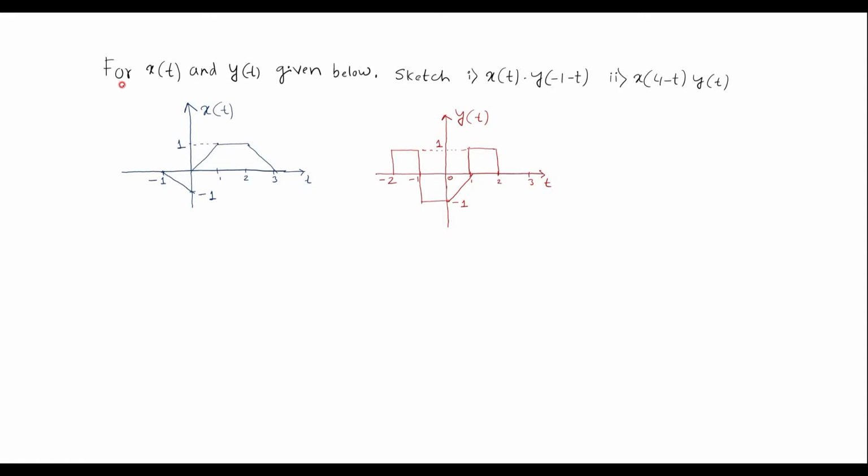In this lecture, we'll consider one example on signal operations. For x of t and y of t given below, sketch x of t dot y of minus 1 minus t, and another waveform is x of 4 minus t y of t. This is x of t signal which is given, and this is y of t signal.